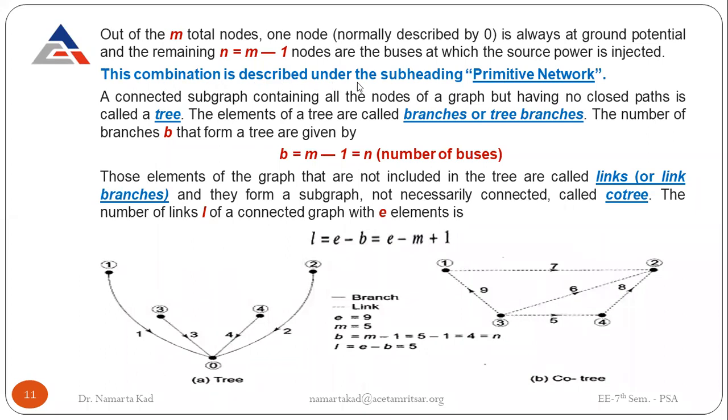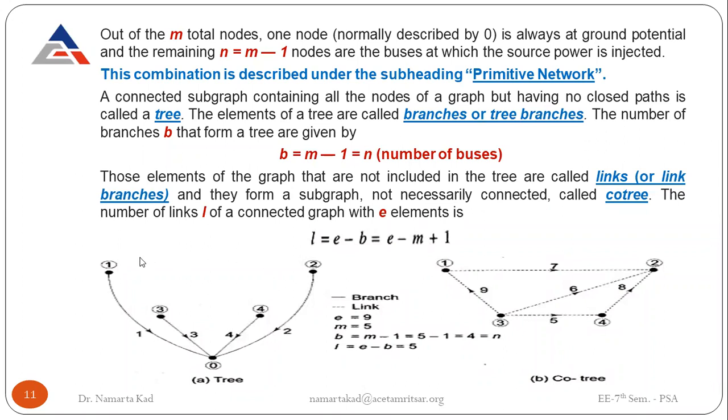This combination is described under the subheading primitive network. This one is also called the primitive network. A connected subgraph containing all the nodes of the graph but having no closed paths is called a tree, like this figure. Here the nodes are only the buses 1, 2, 3, 4 and 0, and the branches are only 1, 2, 3 and 4, which are connected with the ground potential only. Only those branches are taken here.